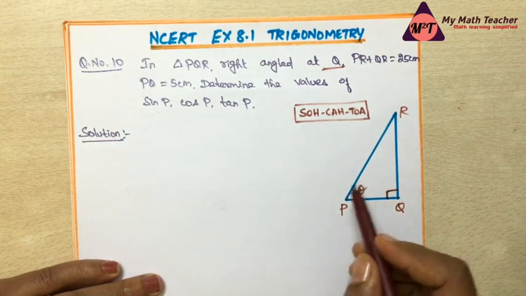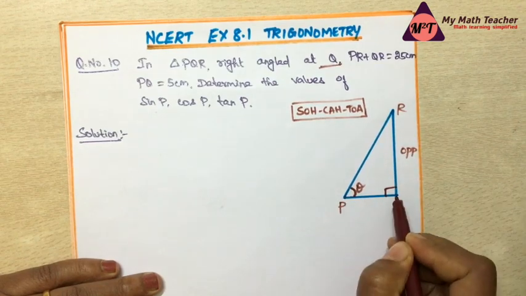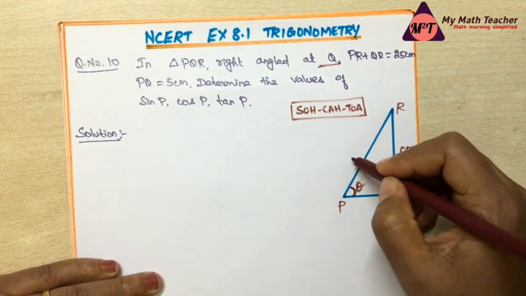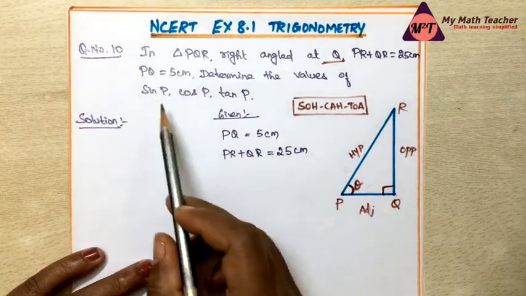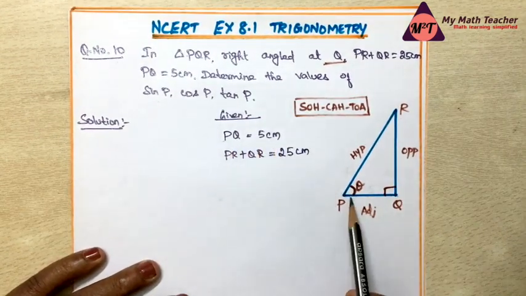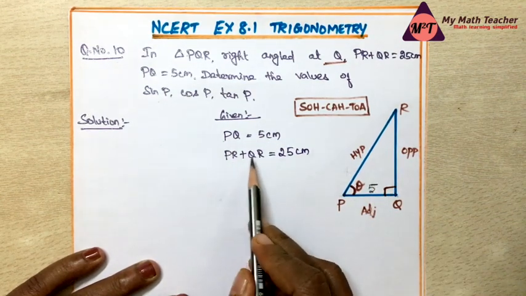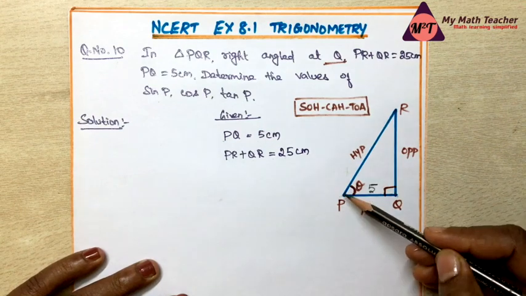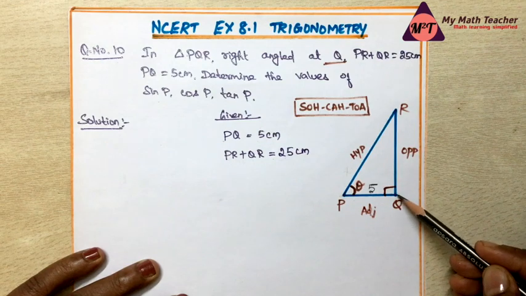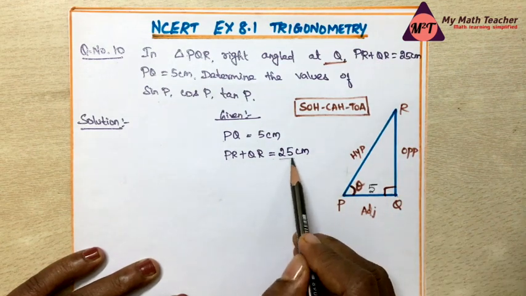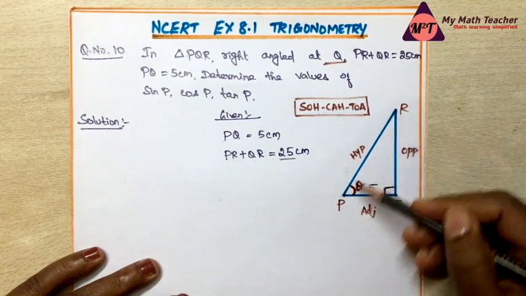Now we have to determine the sides. QR is the opposite side. Now opposite to 90 degrees is the hypotenuse and this side PQ is the adjacent side. Given in the question is the PQ value, that is 5 cm. The next, PR plus QR is equal to 25, that is this length, hypotenuse plus QR, this one, together they make 25 cm.